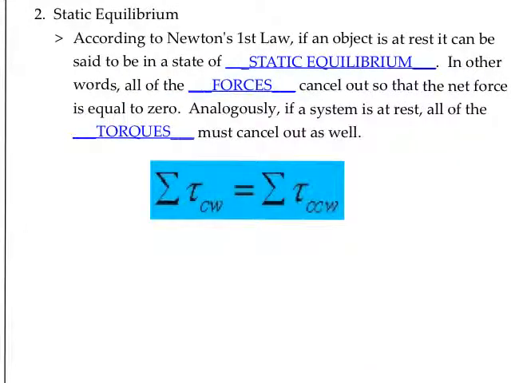Now when we apply this idea of Newton's first law, if an object is at rest, it is said to be in a state of static equilibrium. For us, that means that it's not going to be rotating. In other words, all of the forces cancel out so that the net force is equal to 0. In terms of rotation, all of our torques would cancel out as well, and the object will not rotate. We can write that as, remember from chapter 1, that sigma was the sum of, so we would take all of our torques that go clockwise and add them together, and then all of our torques that go counterclockwise and add them together, and those totals have to equal each other.